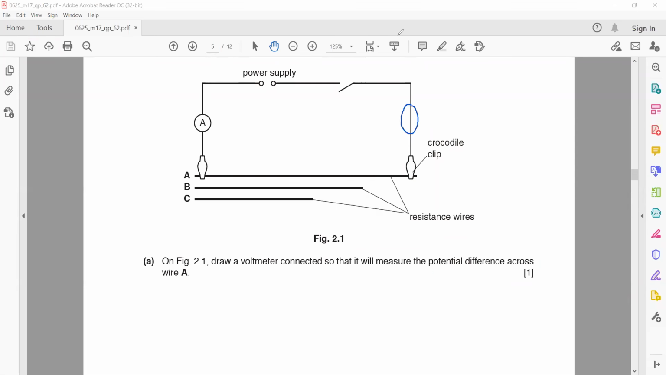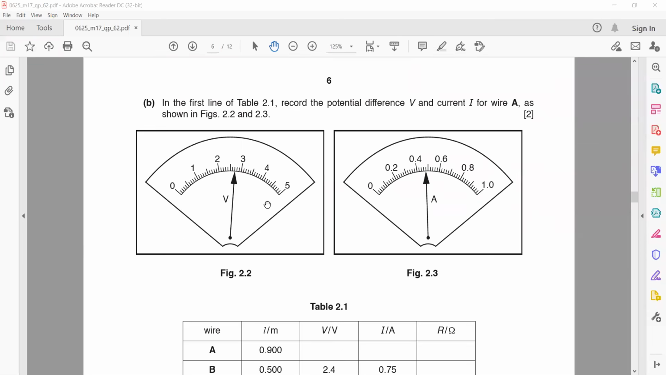Okay. As it must be parallel to wire A, I can just make a voltmeter. These connections are already there, so I'll get the voltage dropped across wire A. And voltmeters are always connected in parallel.